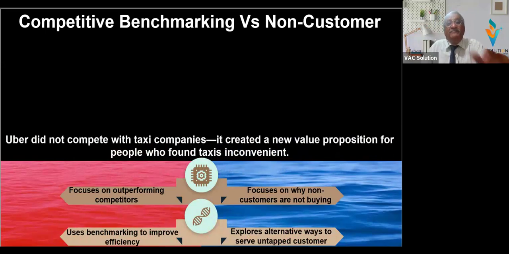Uber did not compete with taxi companies. There was no benchmarking. It did not try to find out which taxi company is doing what. It created a new value proposition for people who found taxis inconvenient.